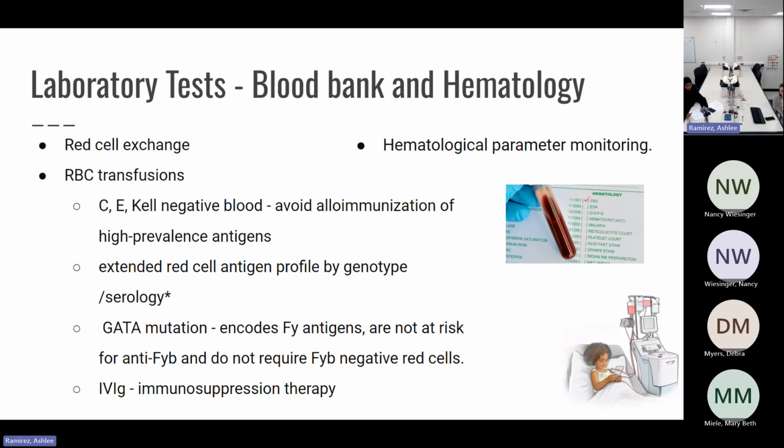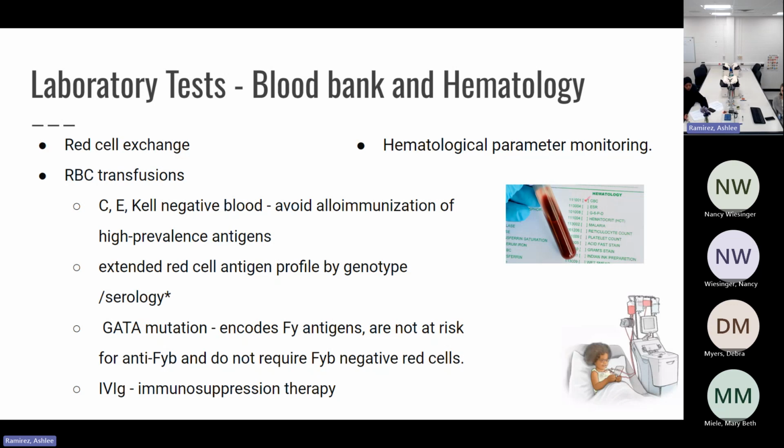So there's this GATA mutation where Duffy B negative red cells are not needed for patients with this mutation because this particular mutation impairs the factor in certain erythroid cells. And so true null Duffy B patients cannot make anti-Duffy B because of this mutation. So they don't require Duffy B negative red cells, which I thought was really interesting. With constant transfusion, usually steroids or some sort of immunoglobulin is given to prevent acute hemolytic transfusion reactions.